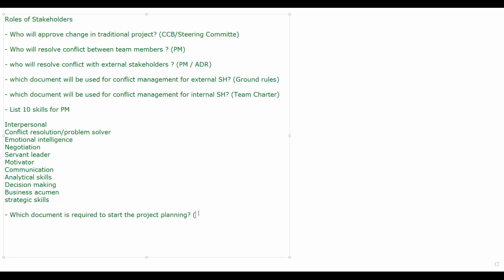Project charter. Exactly. What is the name of project charter in Agile? Vision statements. Who creates these documents? Product owners. Vision statement by product owner or sponsor? Sponsor. Charters are the document by sponsor. Project manager or product owner can assist the sponsor in preparing, but the major role is the sponsor's.